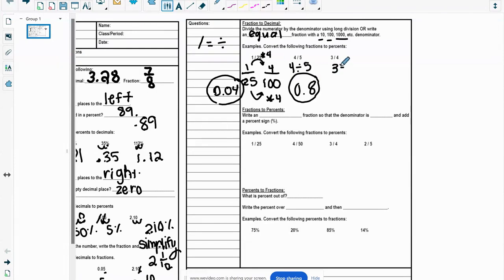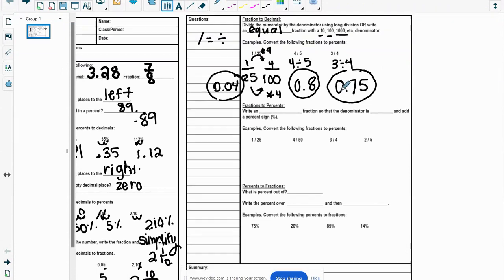3 divided by 4, or 3/4, is equal to, and you put that in your calculator, 3 divided by 4, 0.75. Okay. All right.